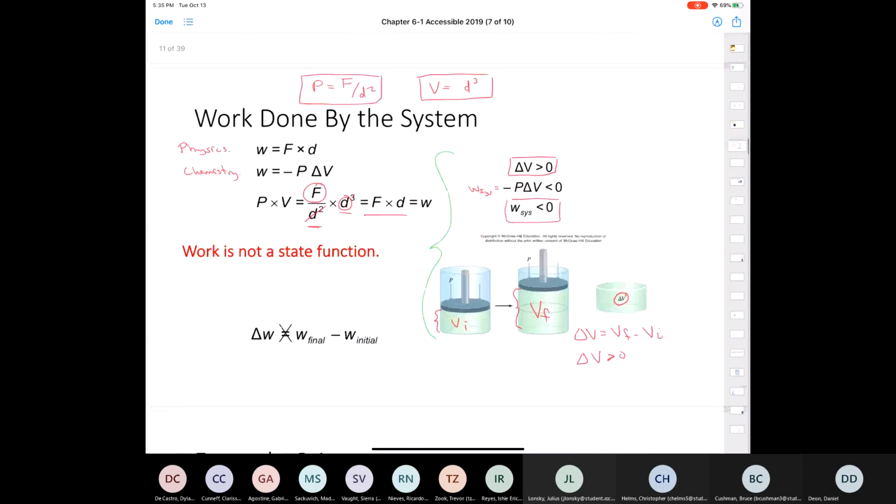All right. Now, it might be a knee-jerk reaction to say, well, pressure and volume are both state functions, and so work must be a state function. But in fact, work is not a state function. We cannot simply subtract W initial from W final to calculate delta W. Can't do that at all.